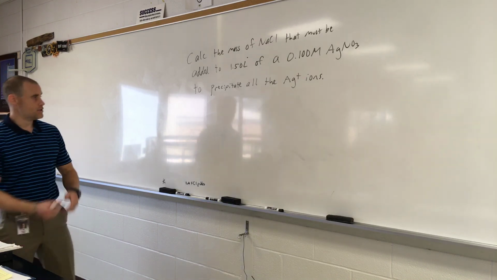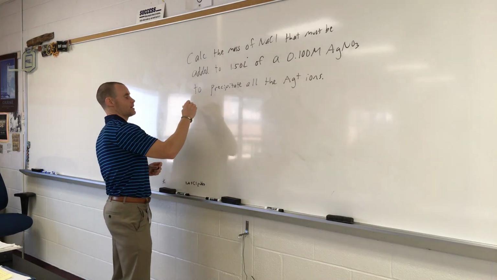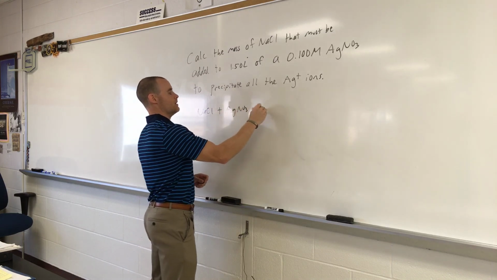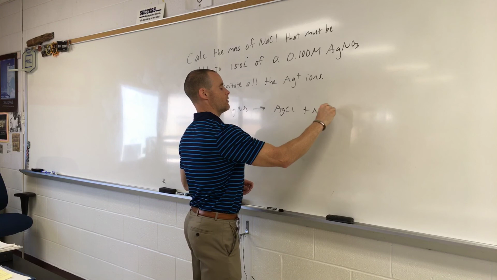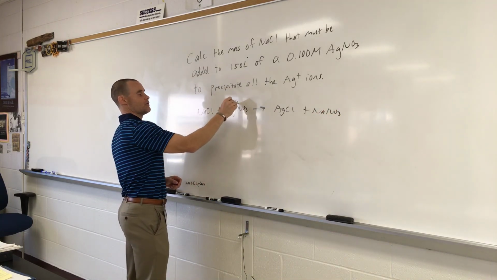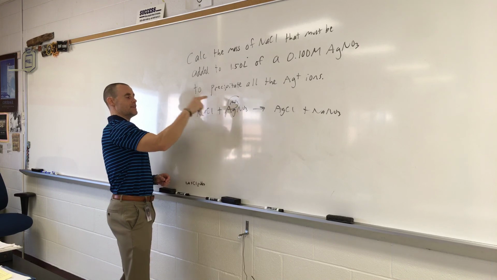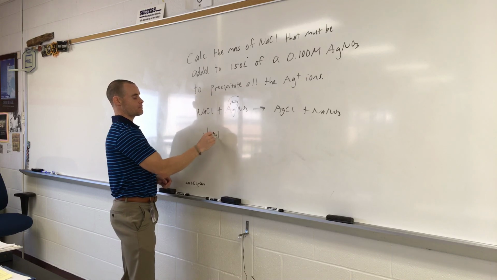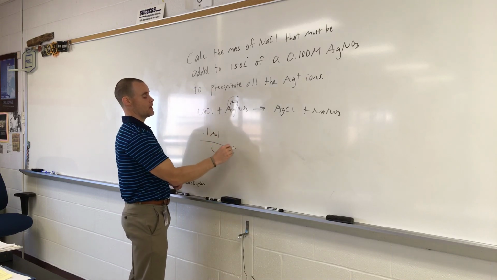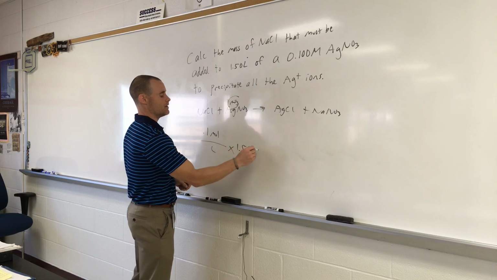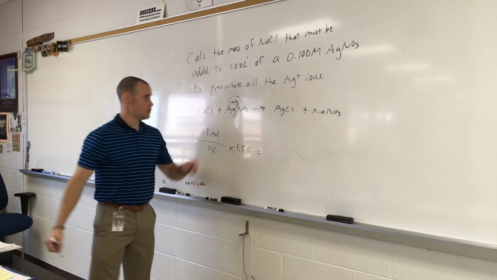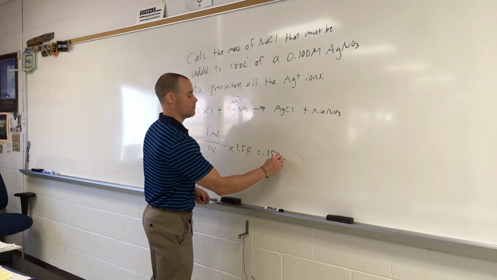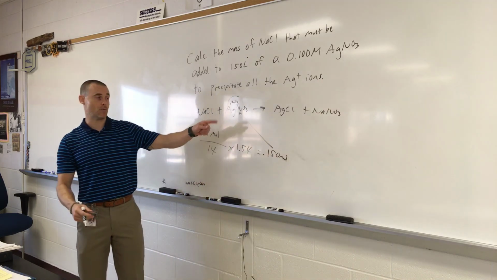Okay, so let me go through it quick, especially for our friend Skylar here. NaCl plus AgNO3 yields AgCl plus NaNO3. Once you find your moles of this right here, you need the exact same amount of moles of this, which you can convert to grams. So if you take 0.1 moles per liter multiplied by 1.5 liters, your liters cancel. So moles of AgNO3 is 0.150 moles, which means moles of Ag+.